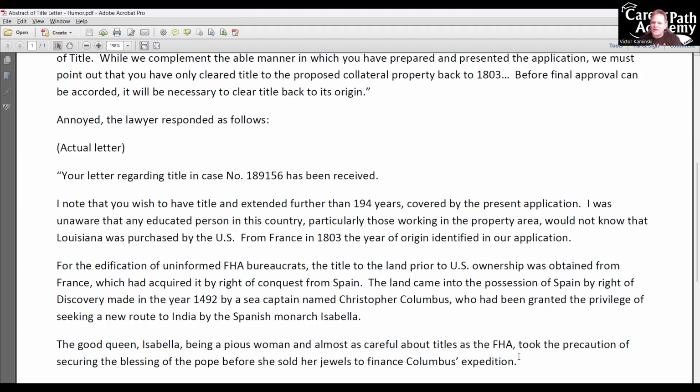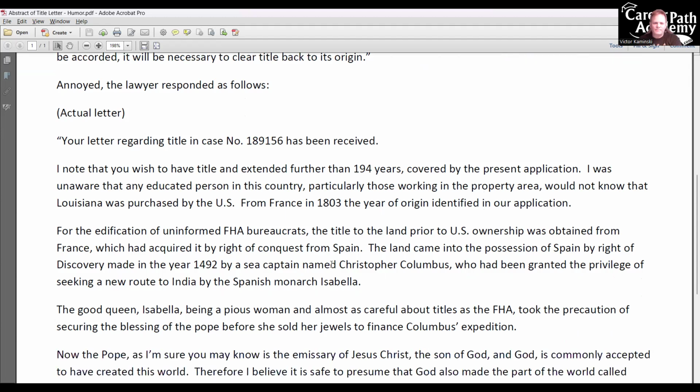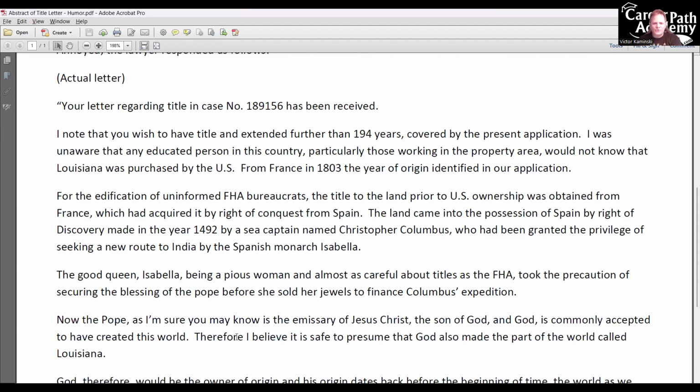The good Queen Isabella, being a pious woman, meaning very religious, and almost as careful about titles as the FHA, took the precaution of securing the blessing of the Pope before she sold her jewels to finance Columbus's expedition. Now, the Pope, as I'm sure you may be aware, is the emissary of Jesus Christ, the Son of God, and God is commonly accepted to have created this world. Therefore, I believe it is safe to presume that God made the part of the world called Louisiana.